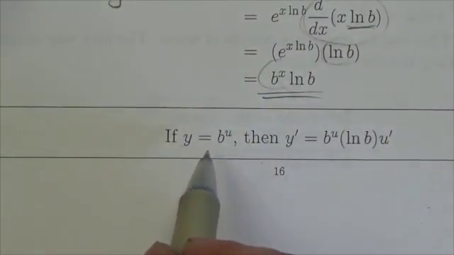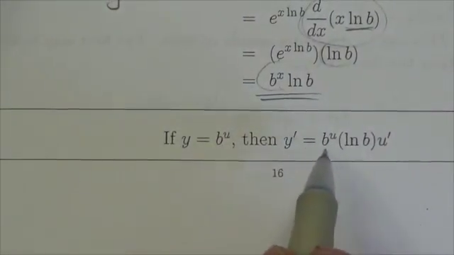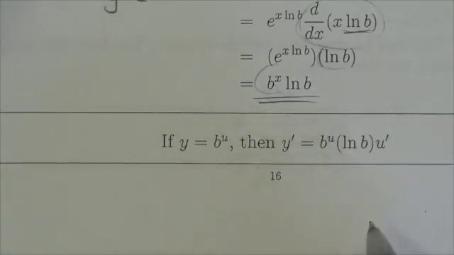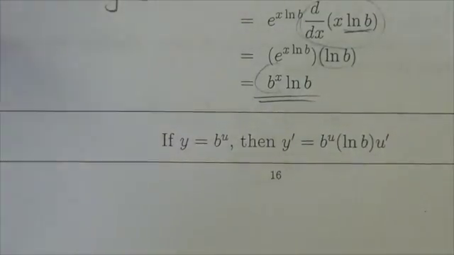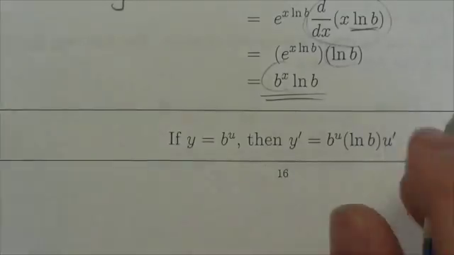So if y equals b to the u, then y prime is equal to b to the u times the natural log of b, and then you got to include the u prime there. Okay, it's good, just again for the chain rule.